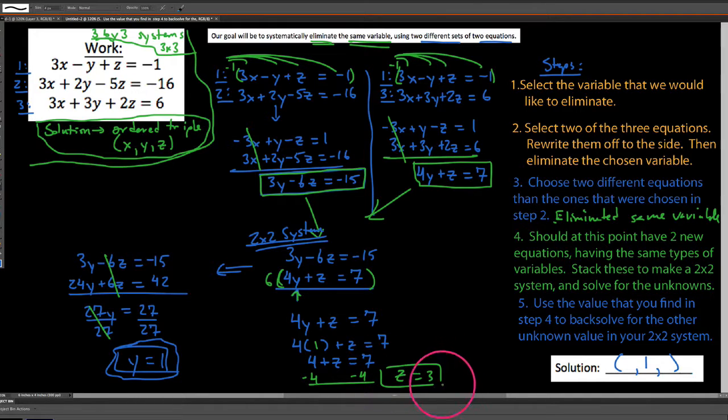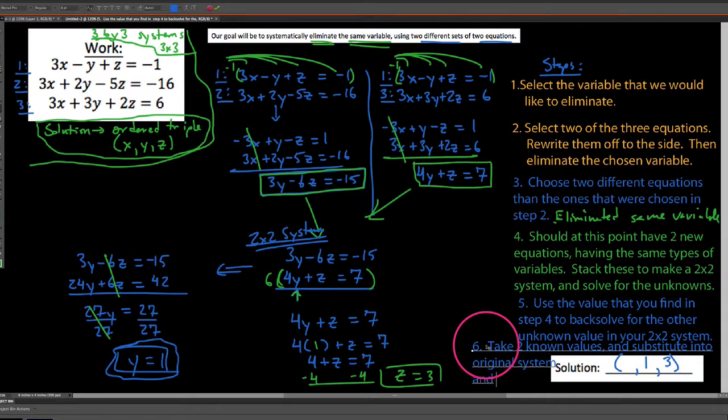Now I'm going to put a box around that. I'm also going to run over here and say, now I think I know z. So the thing here is this. After we've done this and solved for the other unknown in our 2 by 2 system, we're going to take our two now knowns, two known values, and substitute into original system and solve for last unknown.